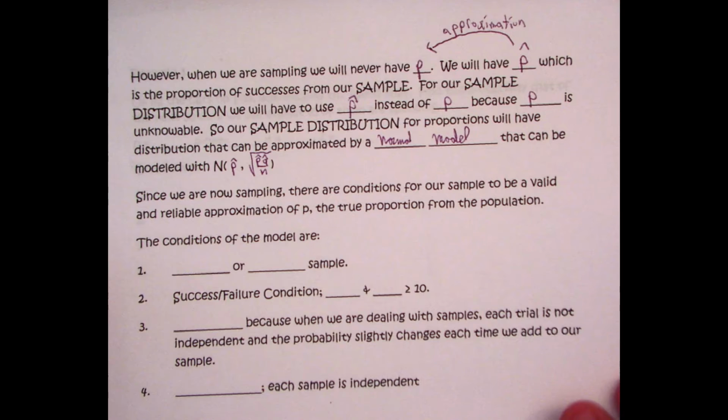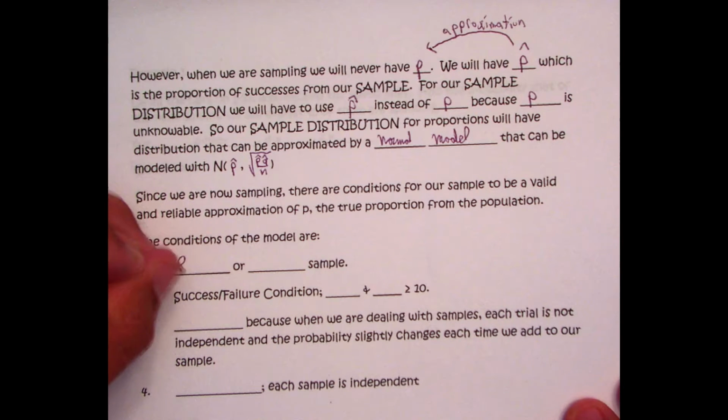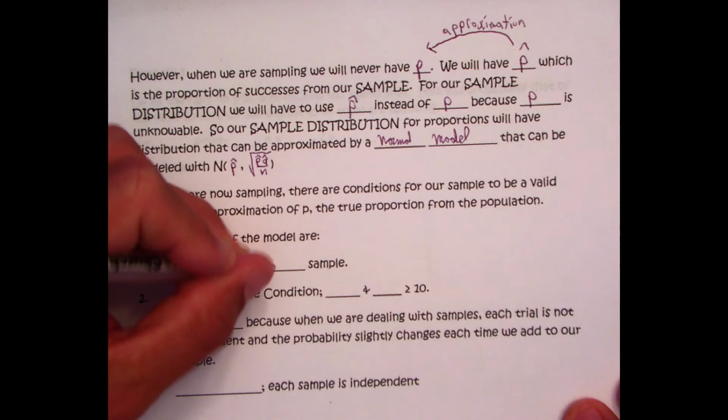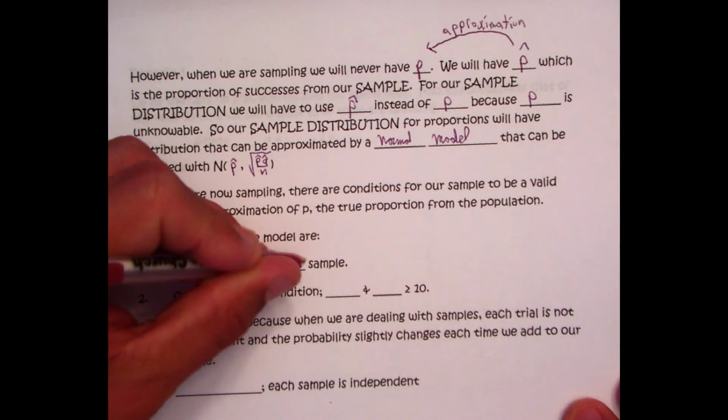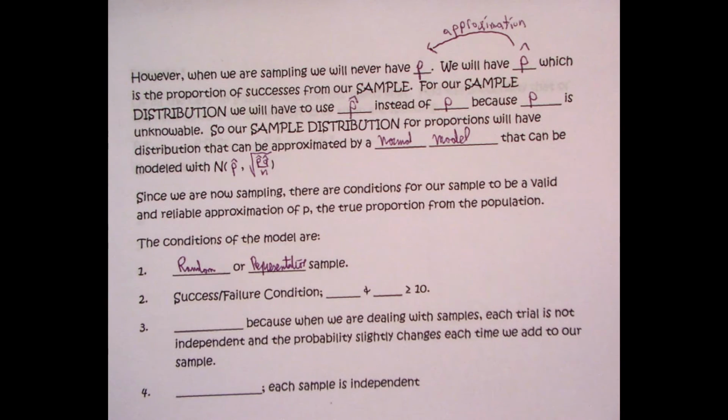First thing is our sample must be random or representative. Well, we talked about this back in chapter 12. Okay, you can't just do a convenience sample. Randomization is a way to get a representative sample.